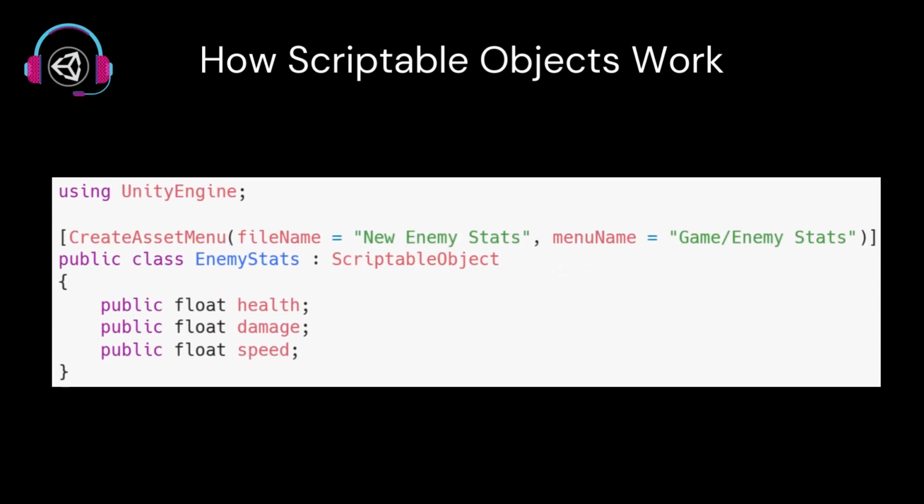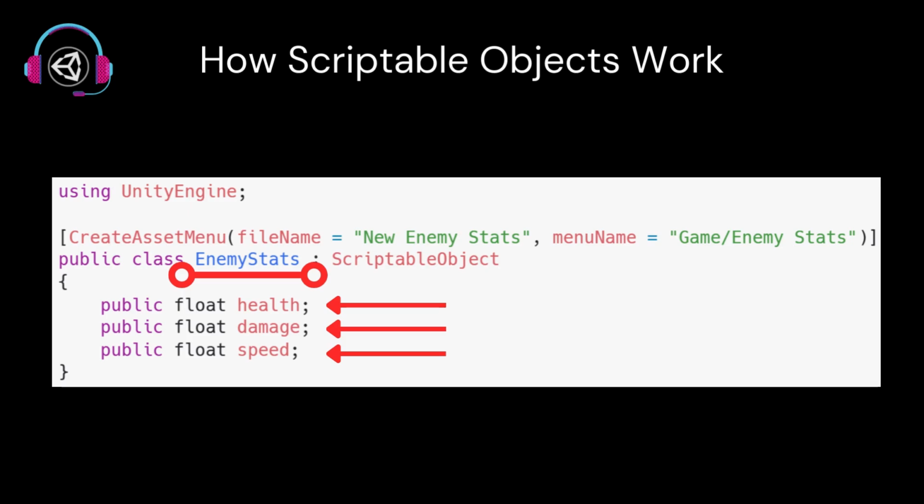How do scriptable objects work? Alright, let's look at how to create a scriptable object in Unity. First, you create a class, but instead of inheriting from MonoBehaviour, you'll inherit from ScriptableObject. Like this. Here we have an EnemyStats class, which holds three public variables: health, damage, and speed. These represent the stats for our enemy.